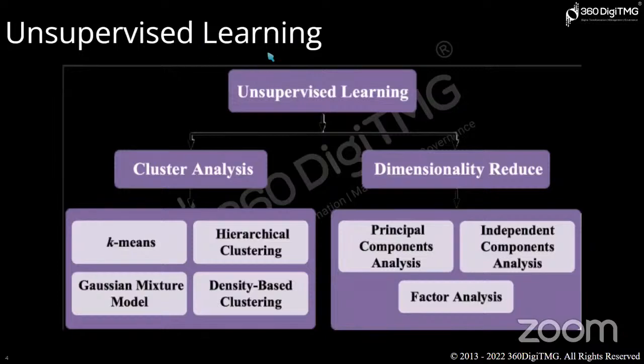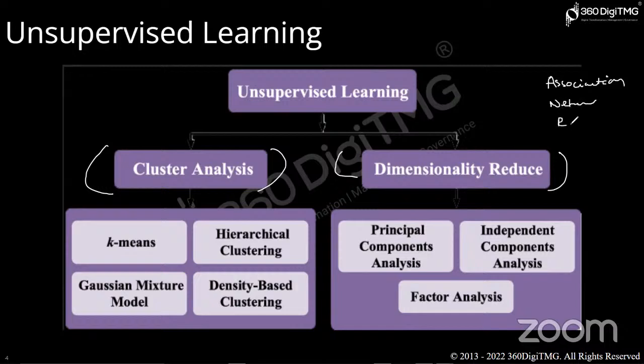So if we look at this unsupervised learning, we basically have two things here: cluster analysis and dimension reduction. Okay, along with this, there are various other algorithms like association rules. Okay, network analysis, recommendation engine, text mining. Okay, all these methods are coming under unsupervised learning. Majorly, these two are considered.